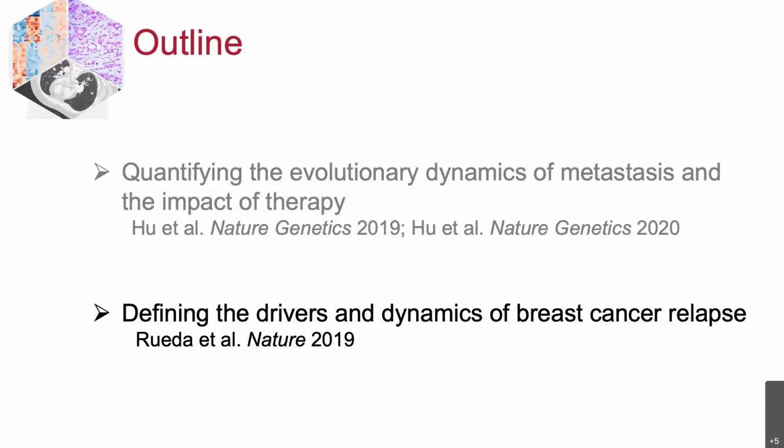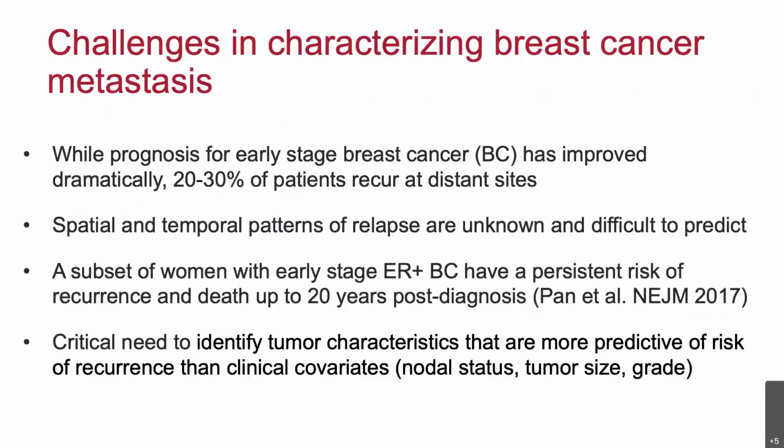So I'm going to switch gears and just in this brief last part, talk about other work that we've pursued to try to understand the dynamics of breast cancer relapse using very different approaches and very different cohorts. Many of you will know that we've seen really dramatic improvements in breast cancer patient outcomes in recent years. However, it is still the case that some 20 to 30% of patients recur at distant sites. And as of yet, as a community, we've really struggled to predict the patterns of relapse, both temporally and spatially.